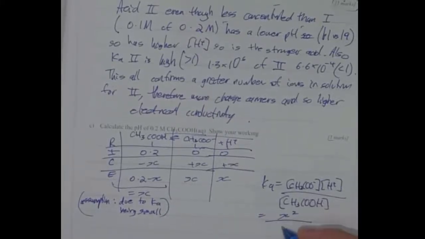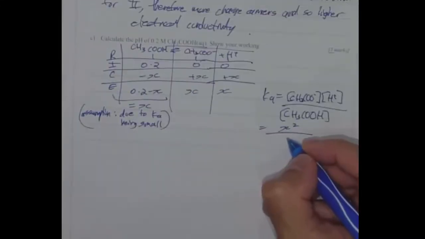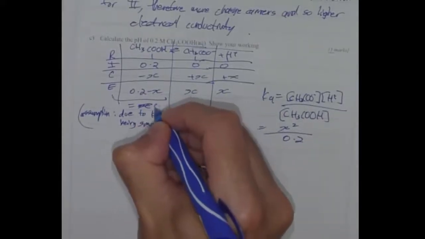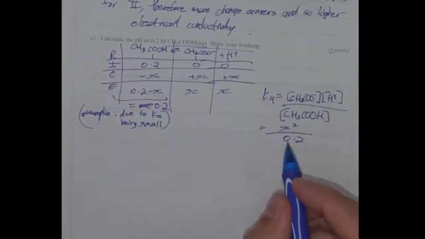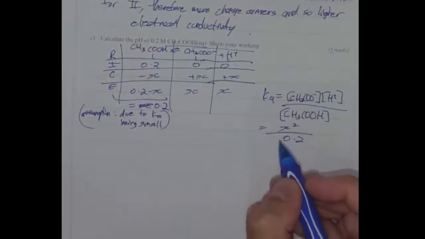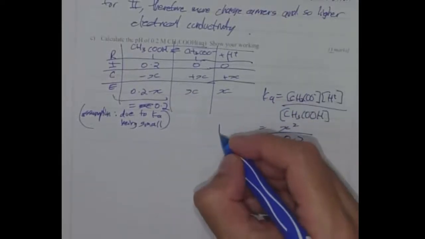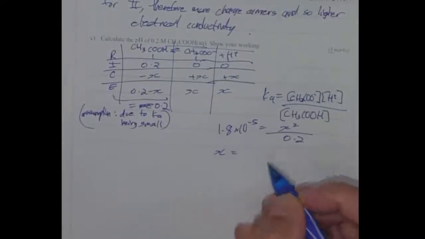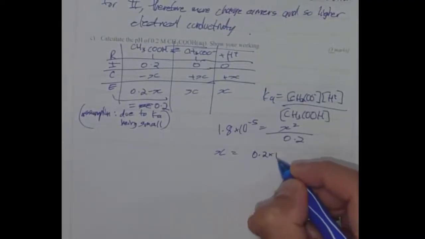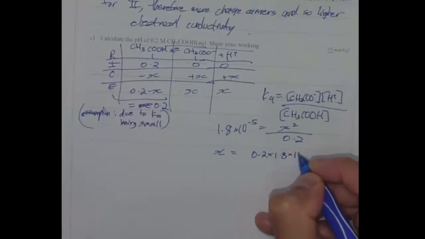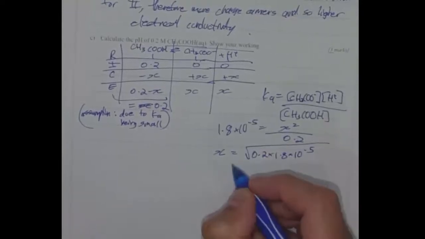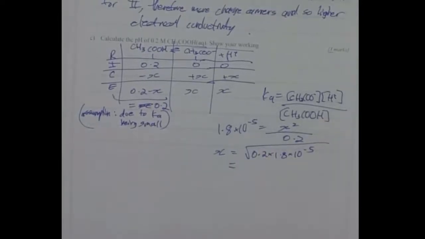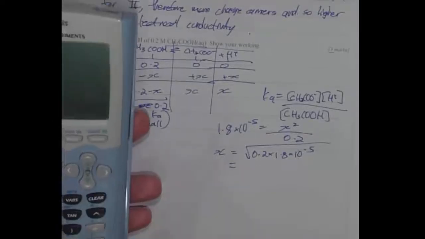X squared over 0.2, oops, what am I doing? And the Ka is 1.8 by 10 to the minus 5. So x equals 0.2 times 1.8 by 10 to the minus 5, and the square root of that. And unfortunately, my calculator needs to be able to deal with this.